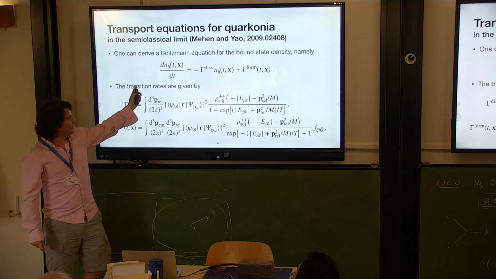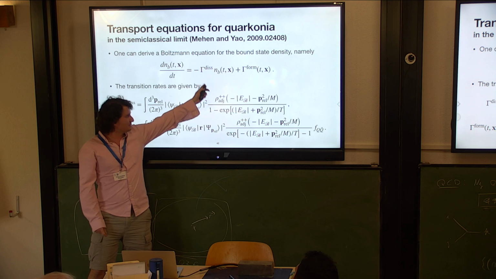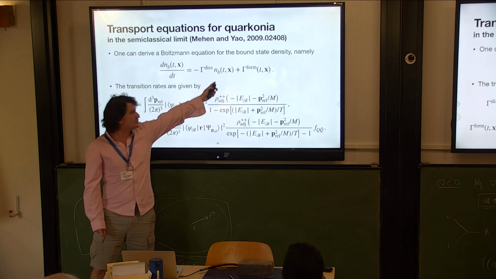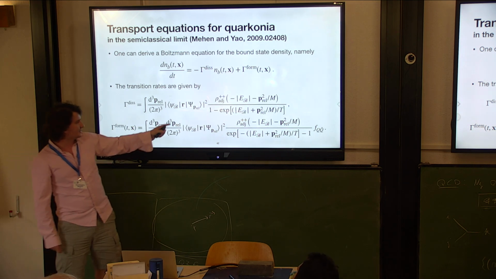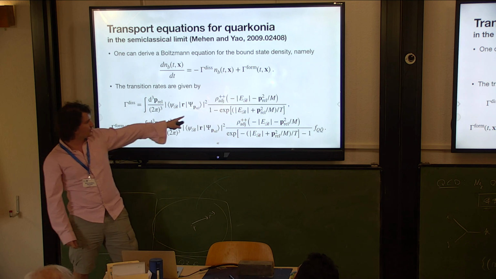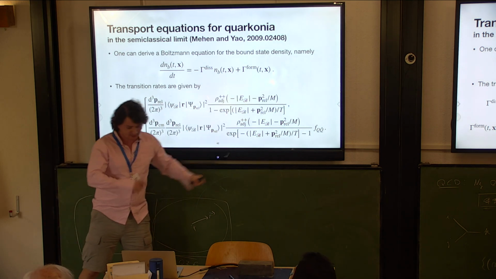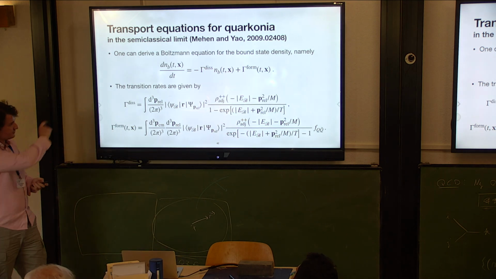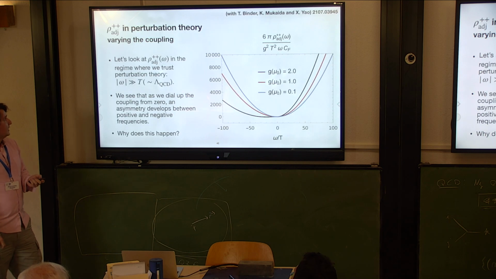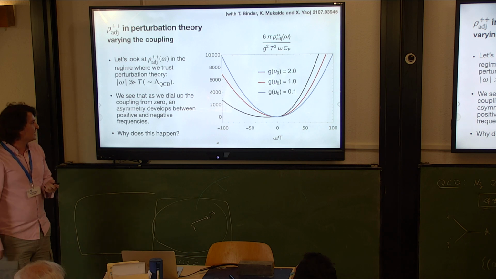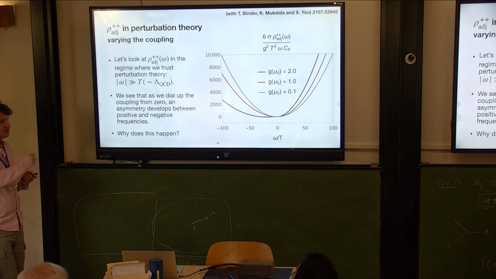So you have a number density, which evolves according to a dissociation rate and a formation rate. And all you need to know from this slide is that the spectral function I showed you just before appears explicitly here as the quantity that determines how small or large these rates are. Then the first thing you do is to calculate this in perturbation theory, just to see what happens.